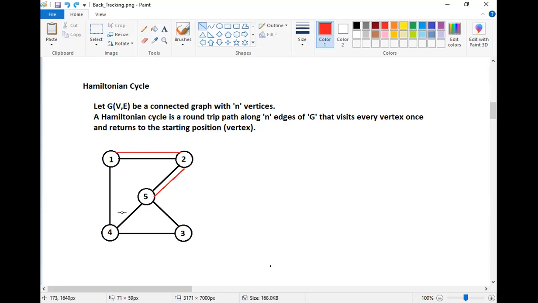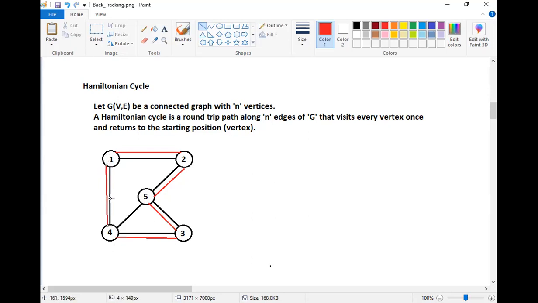Now what do I need to do? Check for further possibilities. From 5, can I go to 3? Yes. Okay, from 5 to 3, I visited now. Now from 3, there is only one possibility, that is towards 4. So from 3, I can go to 4. Now tell me, from 4, where else can I go? 5 and 1, but 5 is not possible because 5 is already visited. So from 4 to 1 I can go.